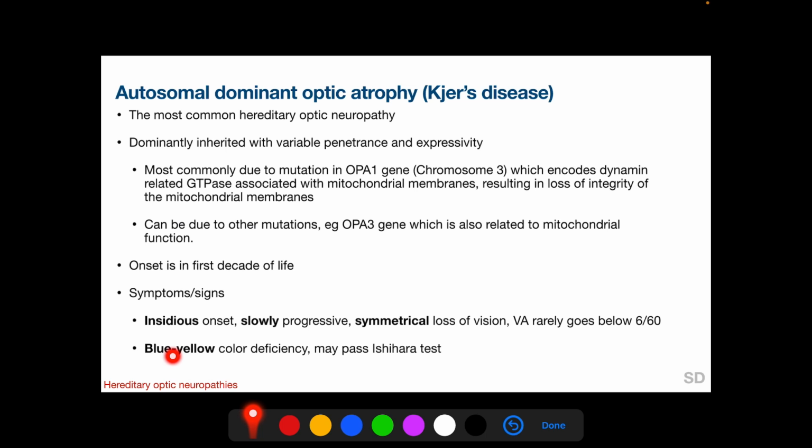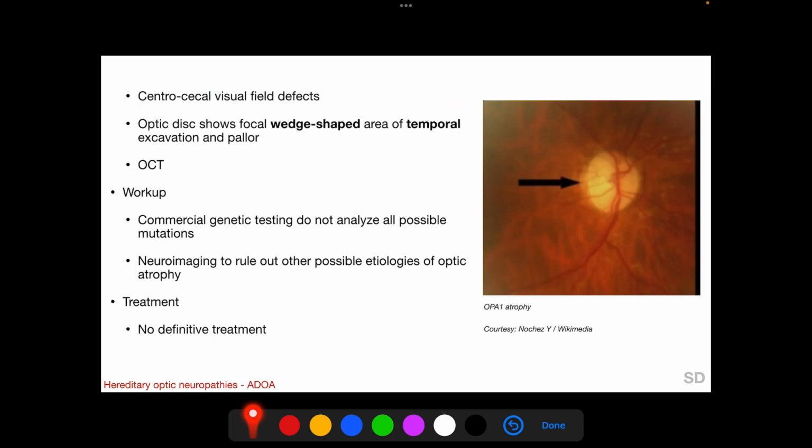ADOA shows blue-yellow color deficiency, and they thus may pass the Ishihara test, and we may fail to detect ADOA through the Ishihara test. Centrocecal visual field defect is found. An optic disc shows a focal wedge-shaped area of temporal excavation and pallor. So this terminology, wedge-shaped, is important for ADOA. And OCT we have discussed in the presentation on OCT.